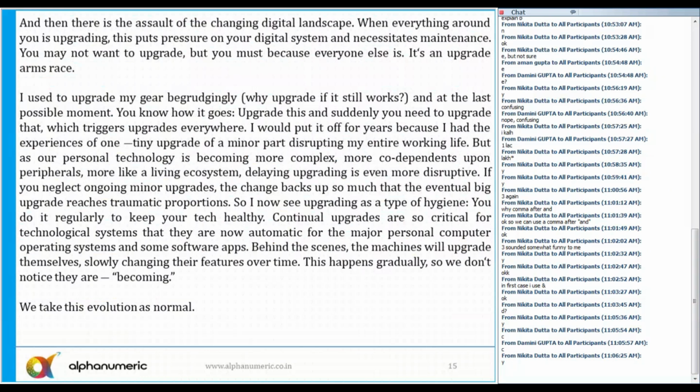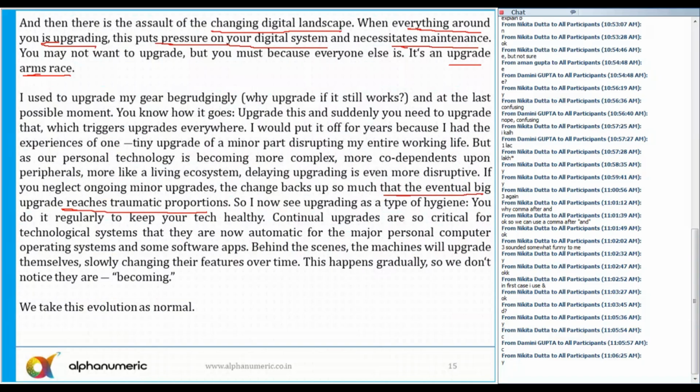So he tells you this is the changing digital landscape. Everything around you is upgrading, and this puts pressure on your digital system. It necessitates maintenance. Okay, there is an upgrades arms race. If you don't upgrade it, then what happens? Eventually the upgrade will reach dramatic proportions. So you'll have to upgrade every now and then. You cannot be left behind.